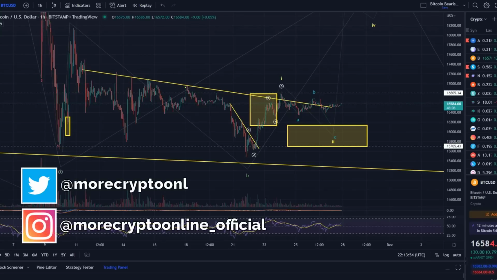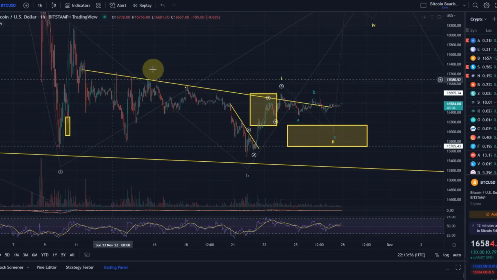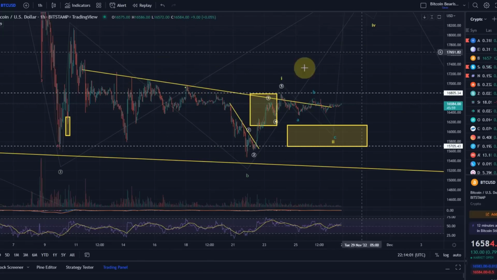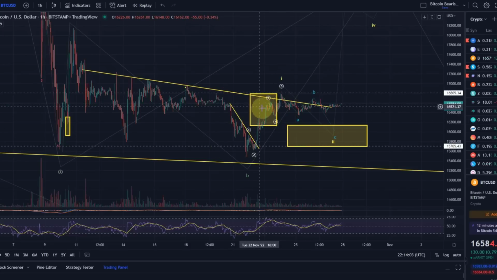Just want to take a look at Bitcoin as we're entering a new trading week here. We take a look at the short time frame chart, as everything else was discussed in the previous video. So it's really only about what is likely here and what are the key levels.